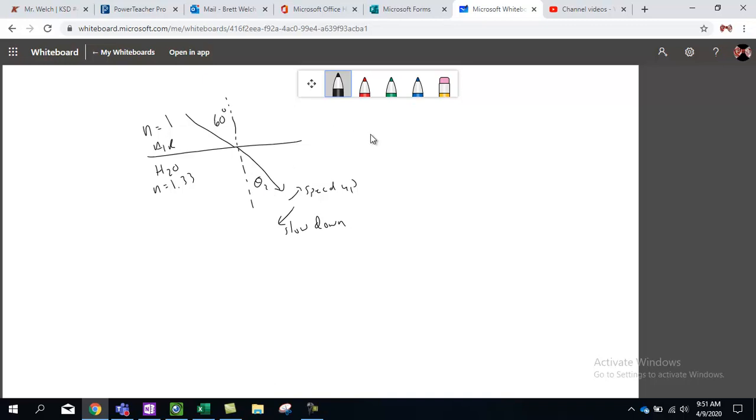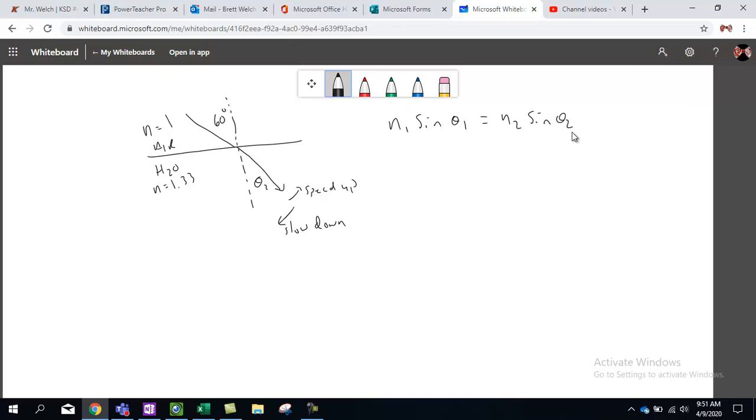Let's grab our setup here. n1 sine of theta 1 equals n2 sine of theta 2. Now you may or may not see this, but if you really wanted to know where Snell's law comes from, it's the law of sines. You can sort of divide n2 over, divide n1 over, and you get something very similar to the law of sines. So if you're wondering, Mr. Welch, where's this all coming from? Back in geometry and algebra 2, we learned about law of sines, and that's the foundation for Snell's law. But let's just go ahead and run with it.